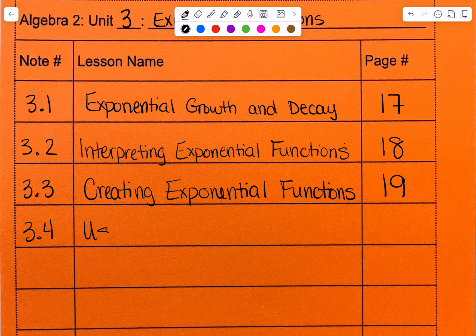So we're going to name this using exponential functions. For me, in my notebook, this is going to be on page 20. In your notebook, make sure you are taking a look at what page your 3.4 notes are going to end up on.